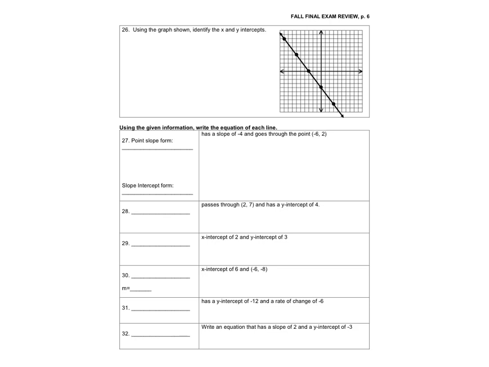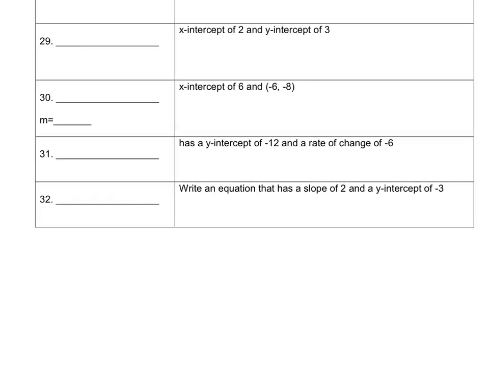All right, fall final review. We're looking at 31 through 40. We're on page 6. Right now, we're writing the equation of a line based on whatever information they give us.